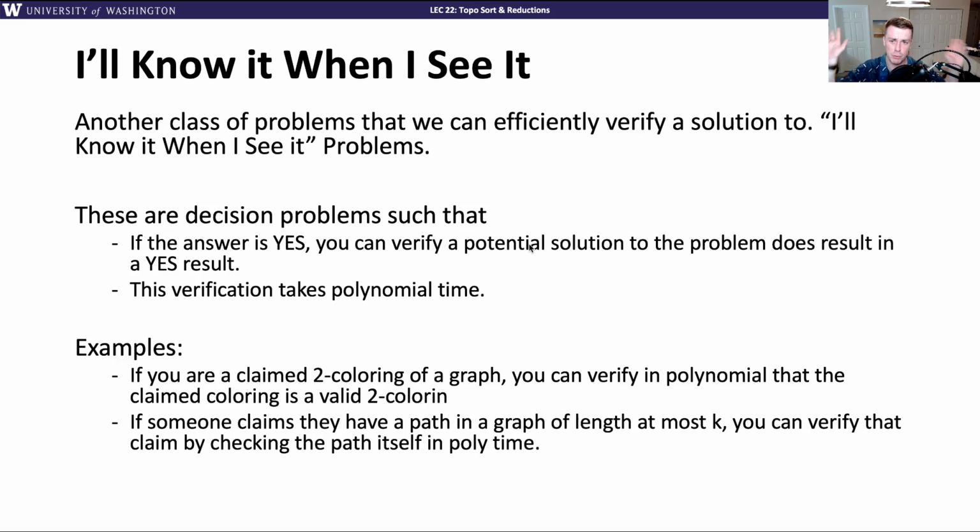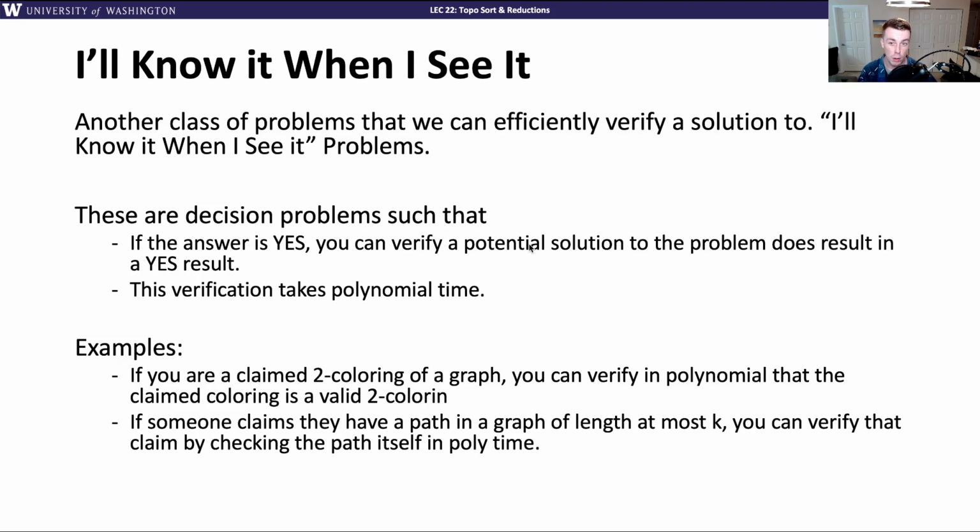So that's a very weird, abstract way of talking about it. Let me give you some examples. The problem of two coloring, or whether a graph can be two colored, is an I'll-know-it-when-I-see-it problem. Because even if it's not obvious from the start how to solve it given a graph, if I gave you a two coloring of a graph, you could verify for me that it is a two coloring. You just look at the colors and make sure there's no conflicting edges. So even if you don't know how to solve an uncolored graph, if you're given a proposed answer, a two colored graph, you could tell me whether or not that's a valid two coloring.